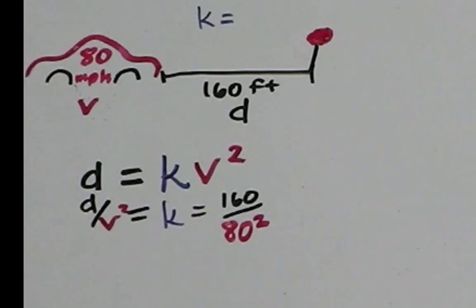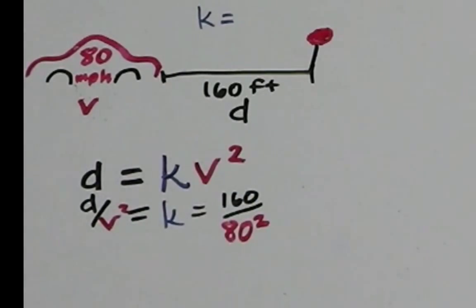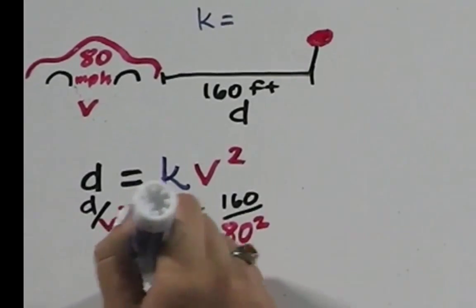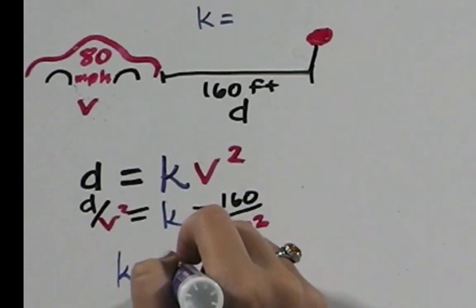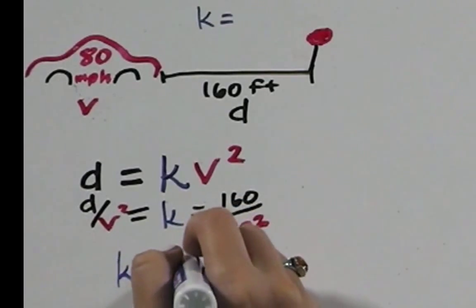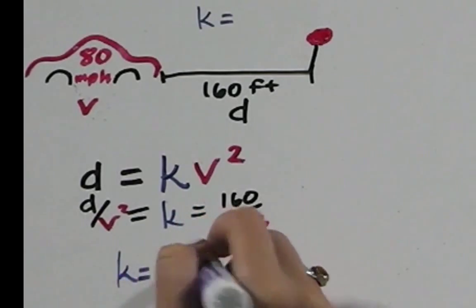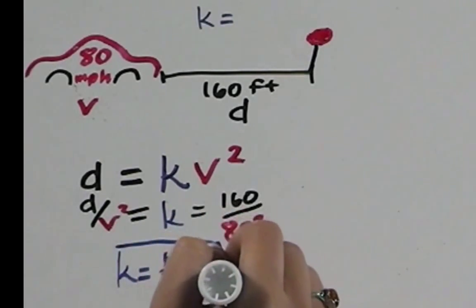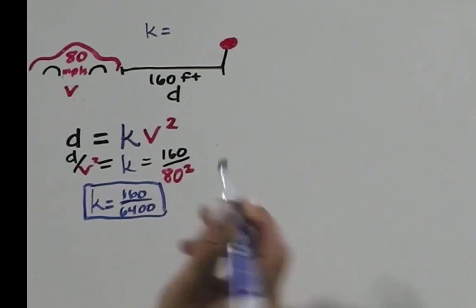So, if we solve this through, k is equal to 160 divided by 6400. It's quite a number. I don't really feel like figuring out what that is in real time, so we're just going to use this as our k.